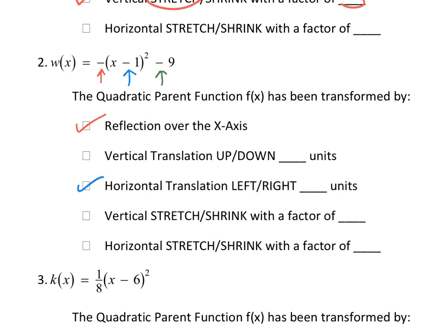Is this one going to go to the left or to the right? To the right. How many units? 1. Absolutely. It's just units, 1 unit. On the number 9 that's subtracted at the back, what is that going to do to my graph? It makes it go down. What are the words for go down? Vertical translation down 9 units. Absolutely. It's a vertical translation down 9 units.